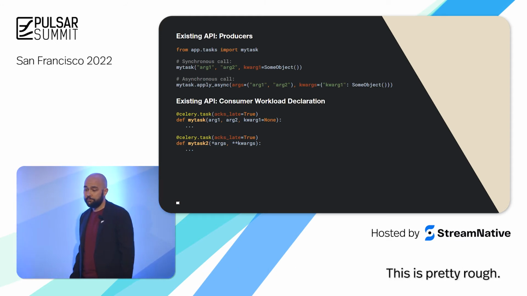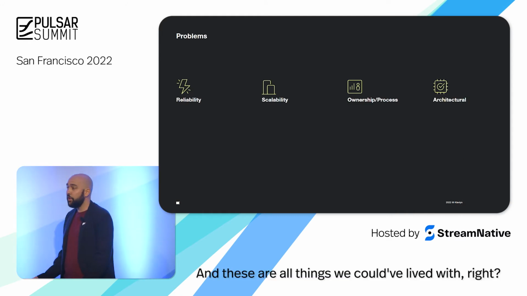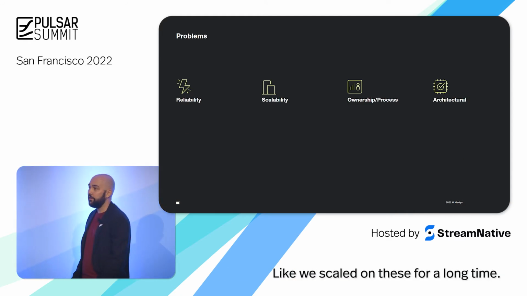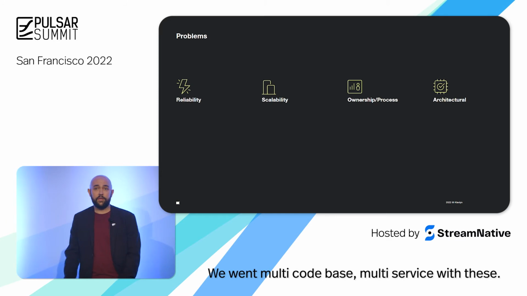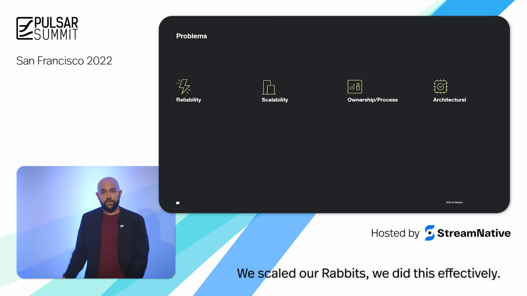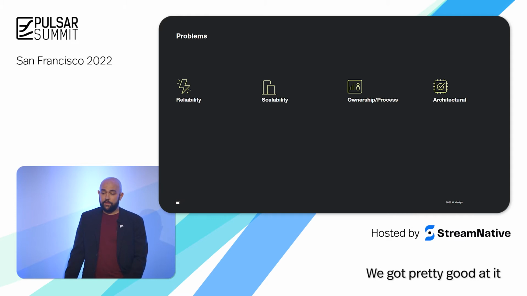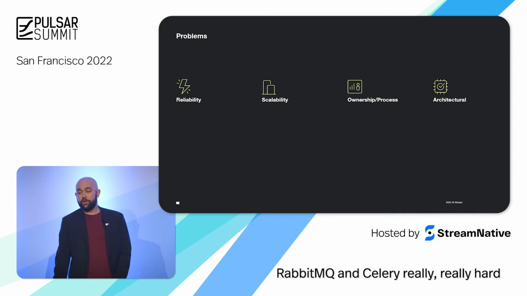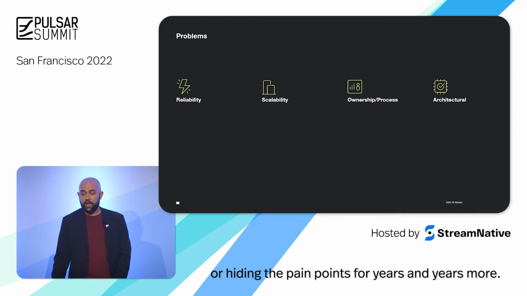This is pretty rough. And these are all things we could have lived with, right? Like we scaled on these for a long time. We went multi-code base, multi-service with these. We scaled our rabbits. We did this effectively. We got pretty good at it. And we could have kept doing that. We could have hit the square peg of RabbitMQ and Celery really, really hard and doubled down on our scaling, working around it or hiding the pain points for years and years more.